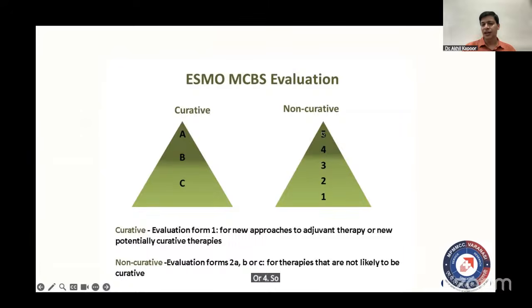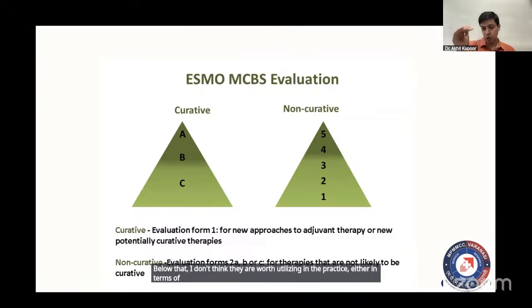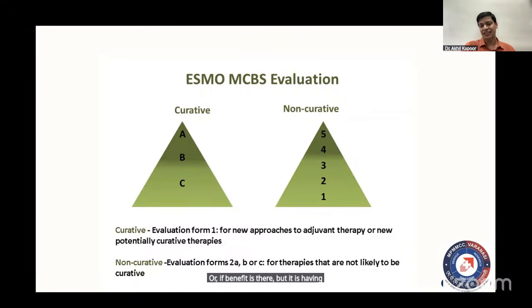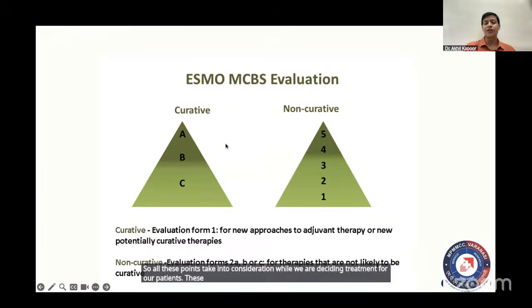So the drugs which have the benefit of at least 3, they are utilized in the clinical practice. Below that, I don't think they are worth utilizing in the practice, either in terms of the benefit is so low, or if benefit is there, but it is having so significant toxicity that is impairing the quality of life, or also the cost of treatment is so high that it is just not satisfying the cost benefit ratio. So all these points are taken into consideration while we are deciding treatment for our patients. These are the evaluation guidelines.